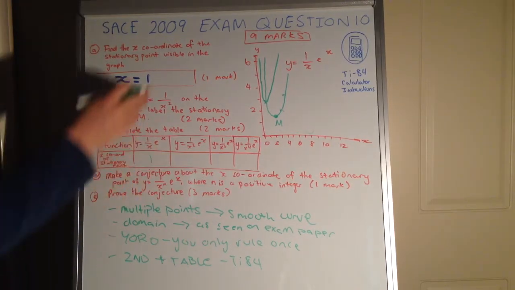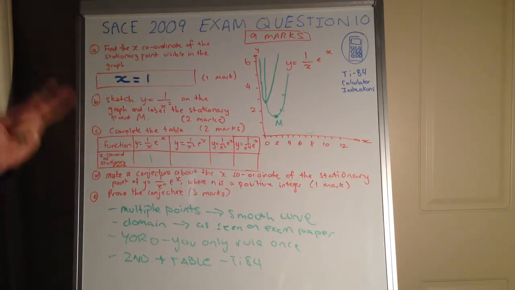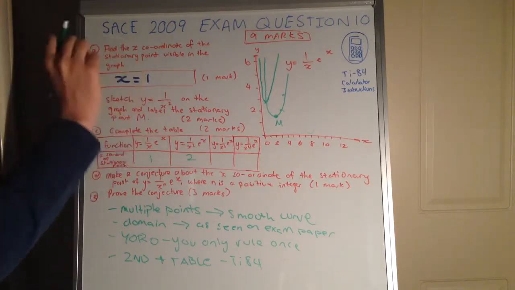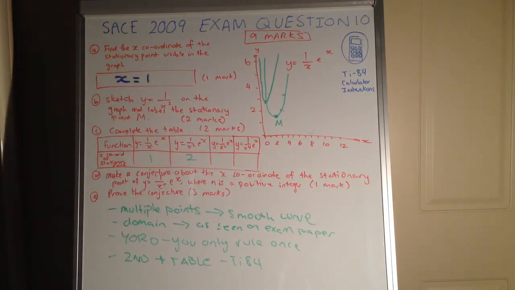For the first one, it was 1. That was the 1-mark question we were given before. And for the second one, as we just found out using the minimum function, when we had to mark on that value of m for the stationary point, it was 2.